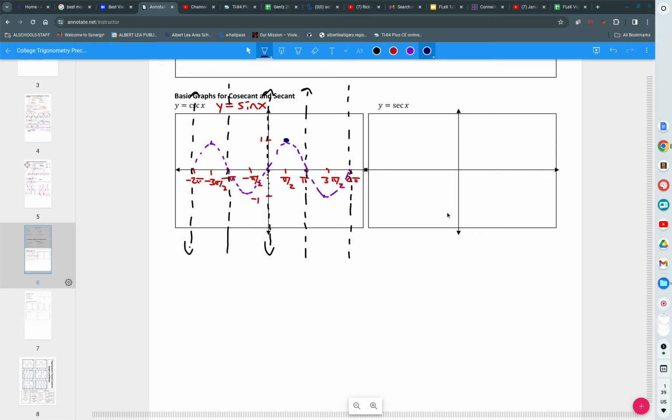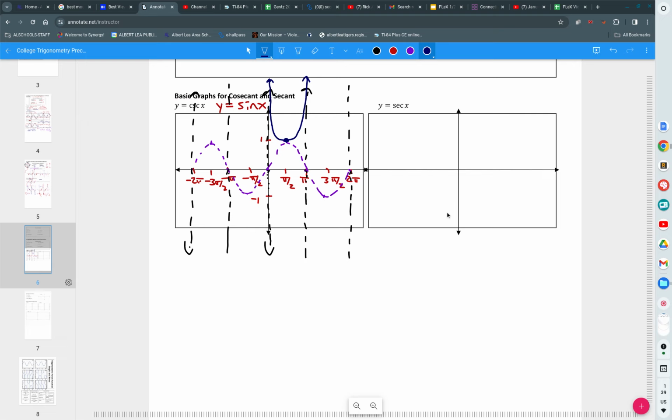All right, so let's figure out the rest of the graph. How about the value of sine right here? Is this a big value or a small value? Small. What's the reciprocal of a small value? Big. A big value. So you can see wherever sine has small values, cosecant is going to have really big values.